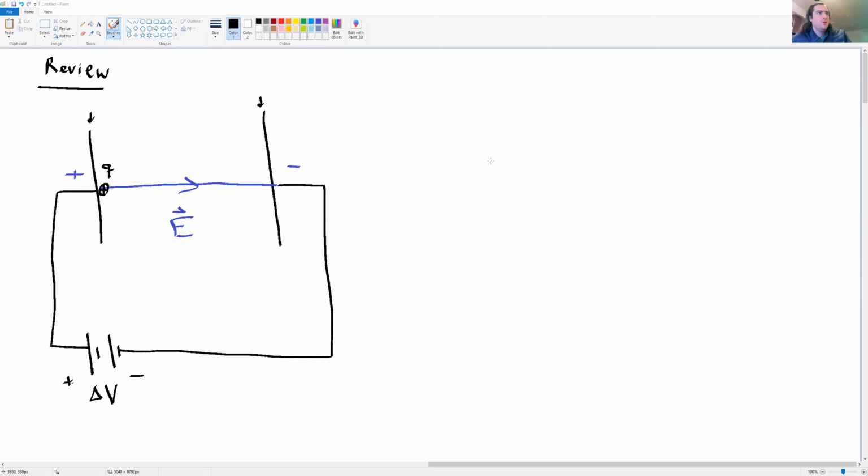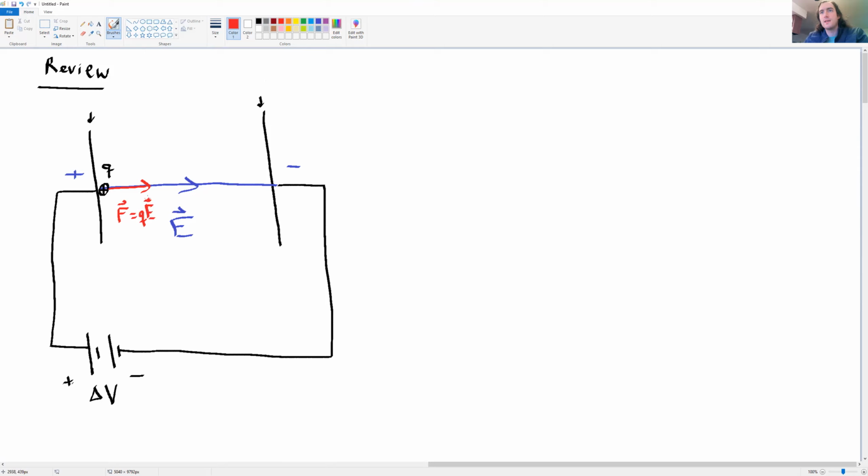Two plates, connect them to a voltage source, got an electric field in the middle, approximately uniform, approximately constant there, as long as it's in the middle. Put a positive charge there on the side of the positive plate. What do you get? You get a force on that charge. I've been using red for force recently, so let's do that again. That force is equal to Q times E.